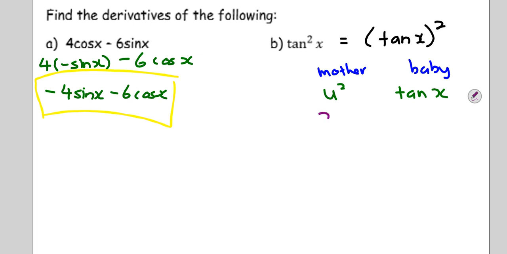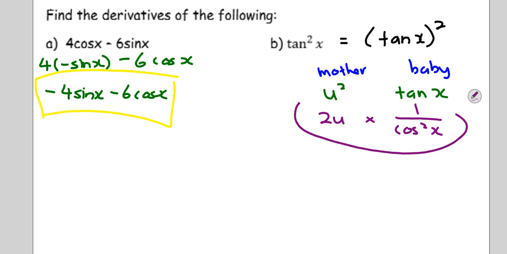Good, 2u. What's the derivative of tan x? 1 over cos x squared. Good, yeah, 1 over cos squared x. So those two go together. And then you pop it all together and simplify it.